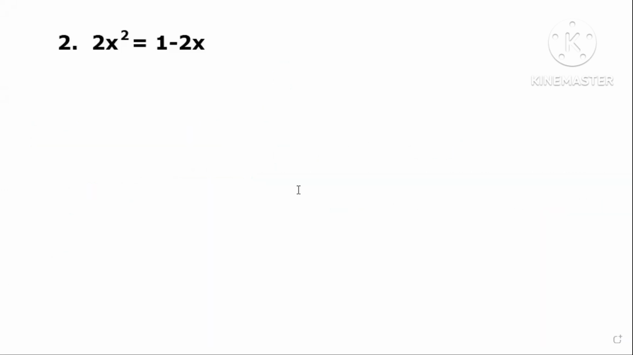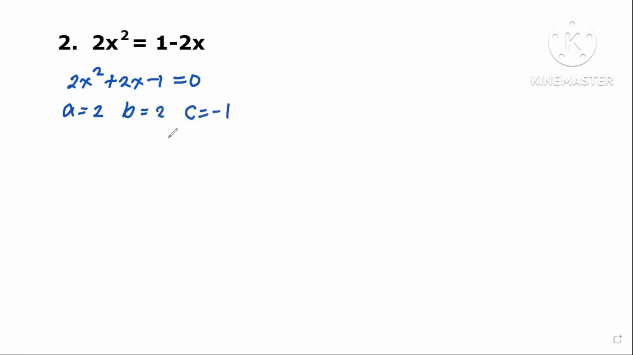Number 2, we are given 2x squared equals 1 minus 2x. Now, notice that our trinomial is not yet in standard form. So, we need to transform this into standard form. We just move the 1 minus 2x to the other side. So, we have 2x squared plus 2x minus 1 equals 0. Let us now take the values of a, b, and c. A is equal to 2, b is equal to 2, and c equals negative 1.